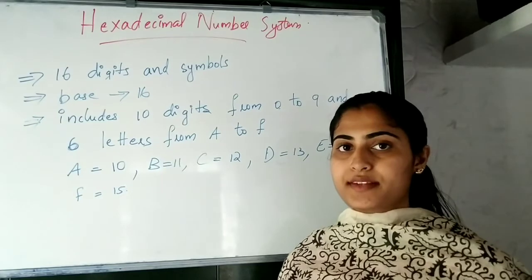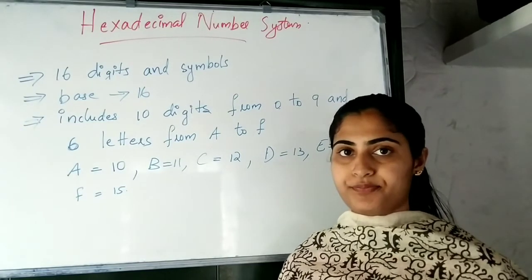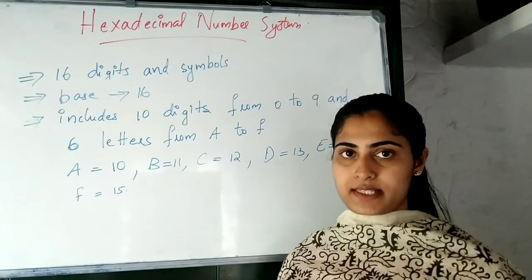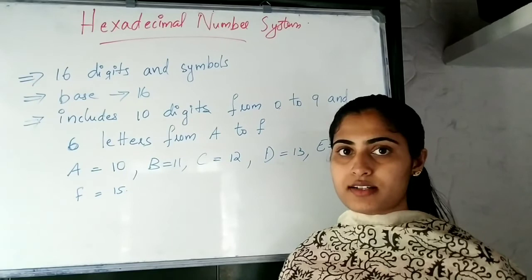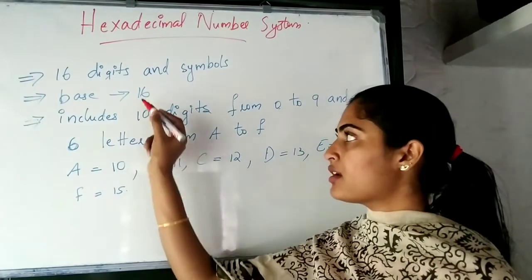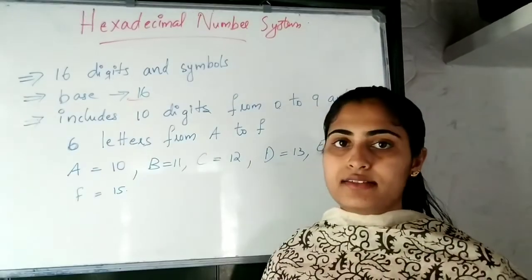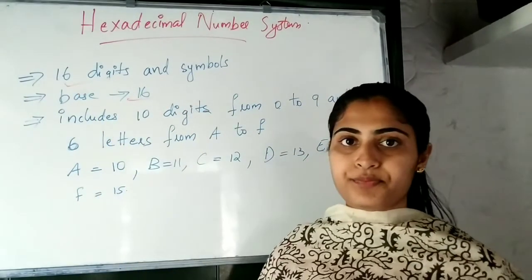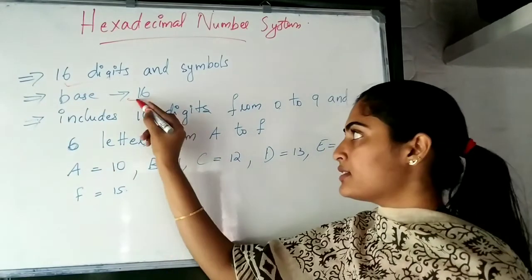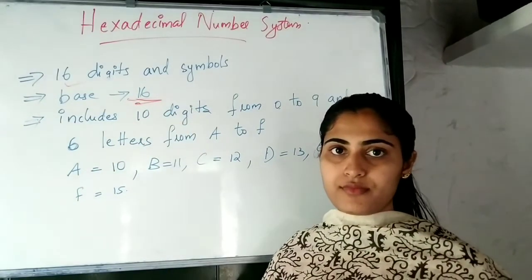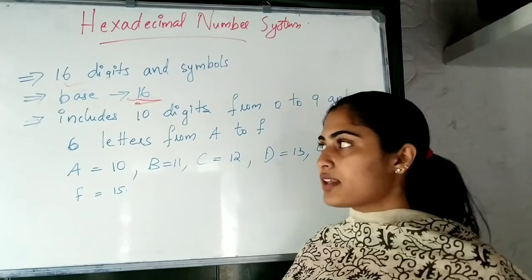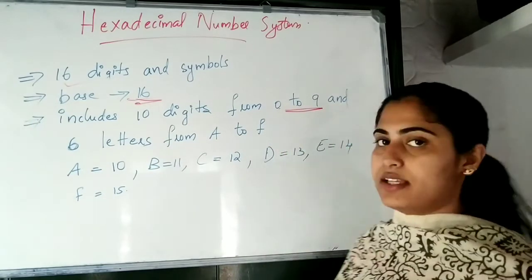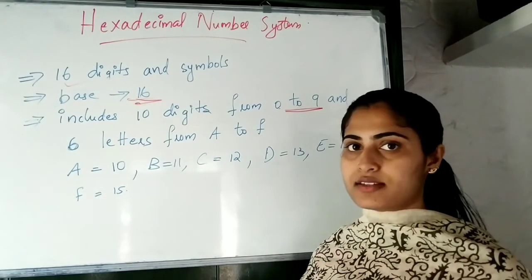The last number system is the hexadecimal number system. The hexadecimal number system consists of 16 digits and some symbols. Since it consists of 16 digits, its base will be 16. Inside this number system there are 10 digits, from 0 to 9, and the rest are 6 letters.